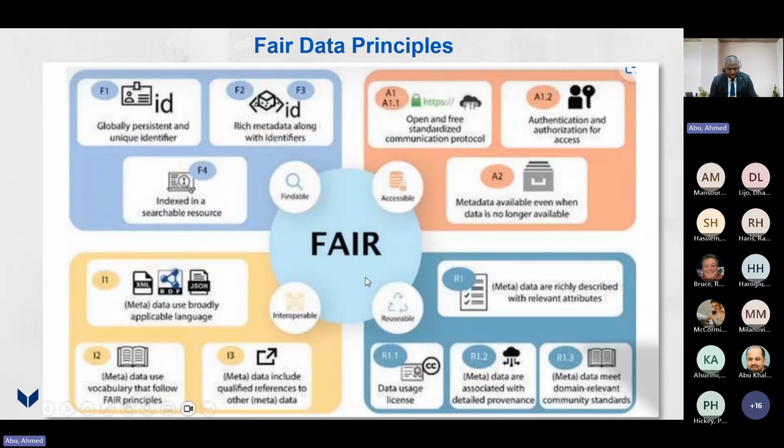Now, the FAIR data principle is a set of guidelines that ensure research data are findable, accessible, interoperable, and reusable, thereby increasing the value and impact of your research data. We all acknowledge the fact that you want your research data to have value and impact, so that you can have a lot of citation and also visibility.